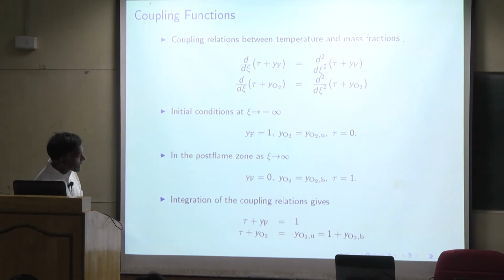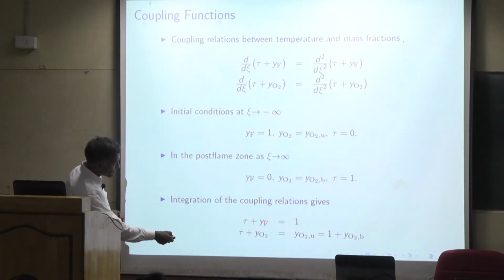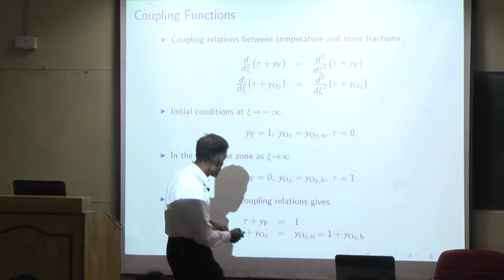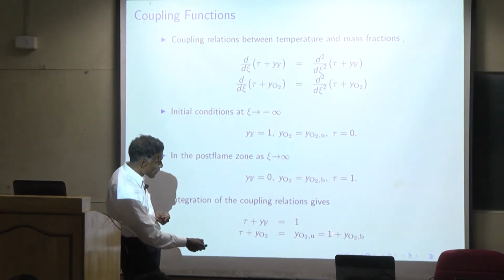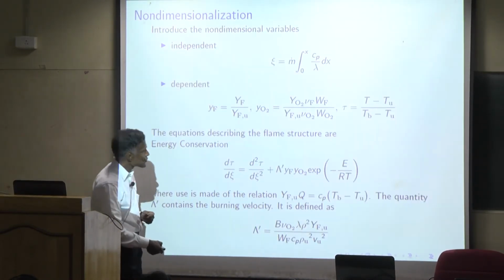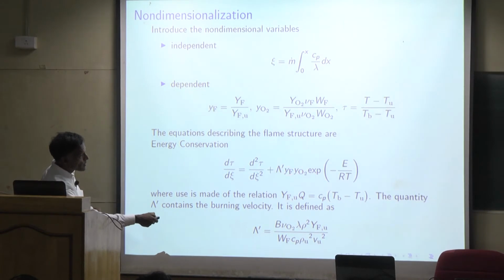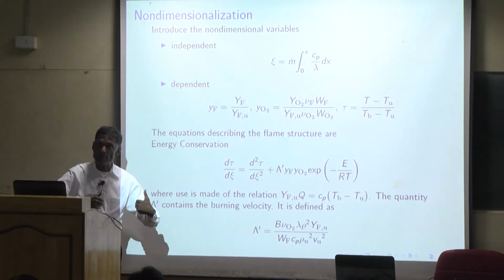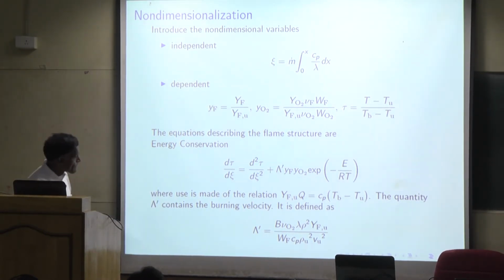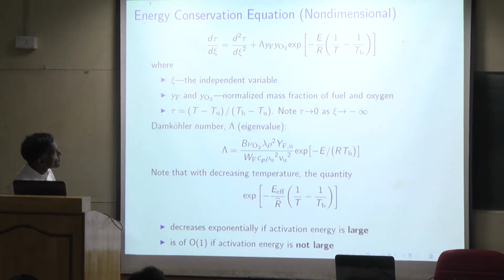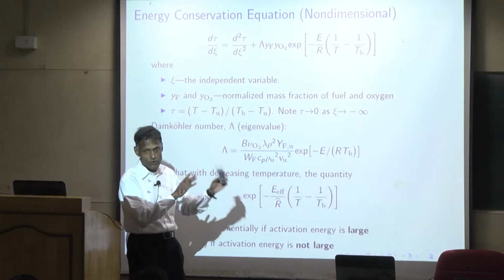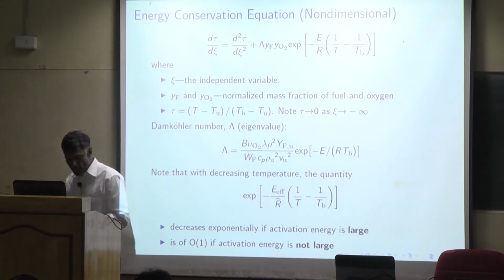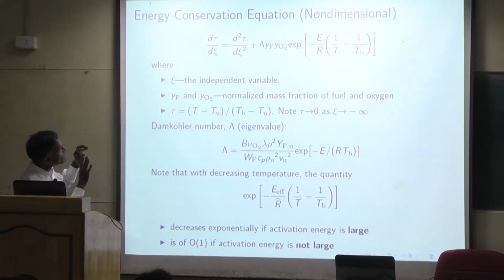Now that I have done that, I can write yF is 1 minus tau, and yO2 is 1 plus yO2b minus tau. So I can plug it here, and now I get an equation only in tau. It is necessary to solve only one equation, because the entire equation is in terms of tau. So now this is the key slide which I want you to understand. There is a lot of information here in the next few slides.